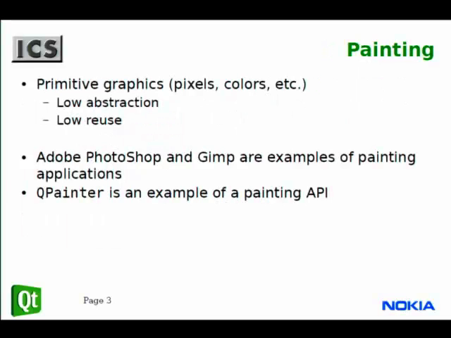So when we say we're painting, we're talking about a lower level of work. We're dealing with primitive graphics, pixels, colors, QPen, QBrush. Adobe Photoshop and GIMP are examples of painting applications. And QPainter is an example of a painting API.